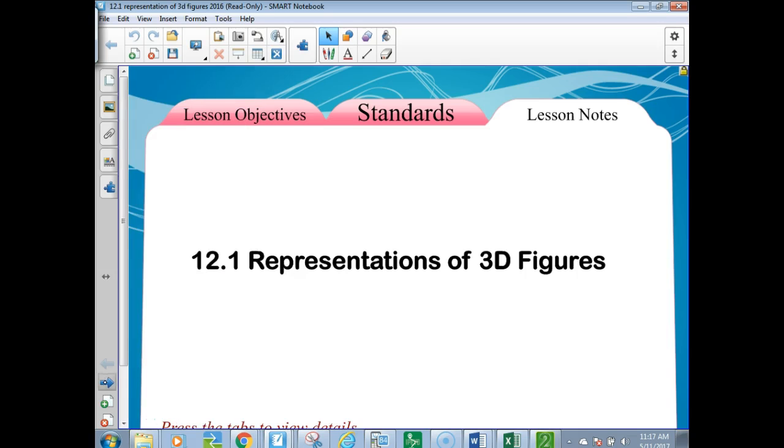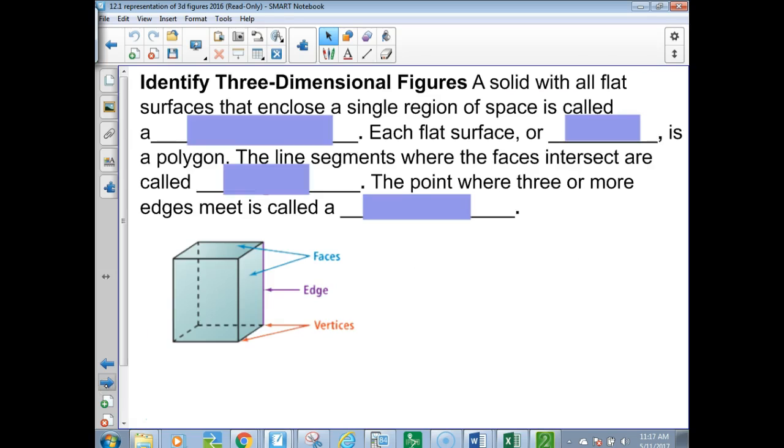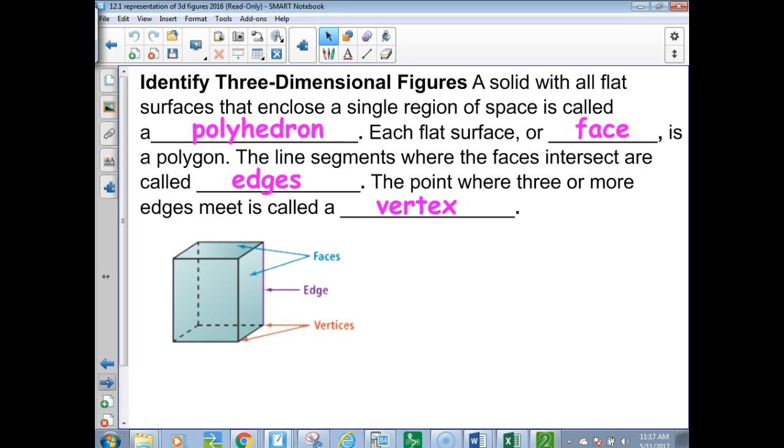Okay, got some pictures on your paper for you. We already went through these. What you have is two blanks there, and it's edges and vertices. Where the faces intersect are called the edges, and the point where three or more edges meet is called a vertex, or vertices is plural. Okay. These are already filled in, I believe, right?